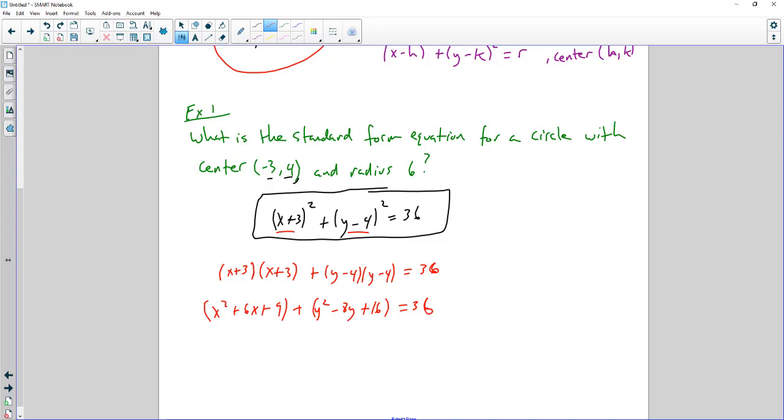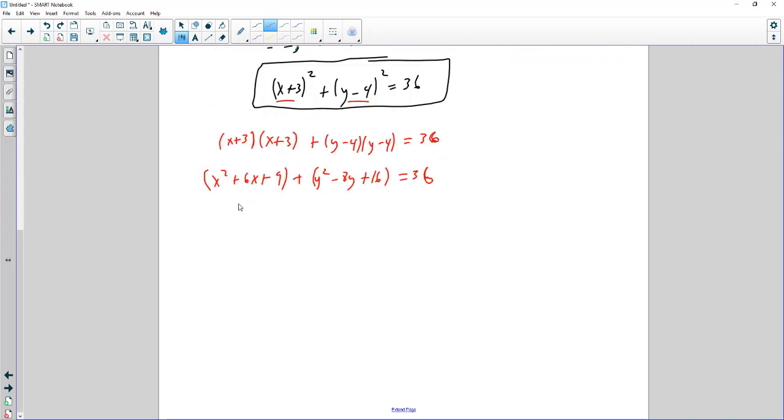We'll extend this page a little bit. Okay. So I'm going to combine the like terms here. I have x squared and y squared, and I'll write those first. I got plus 6x minus 8y. I got 9 and 16, which make 25. And this will still equal 36. So I just need to get this to equal 0, so I'll subtract 36 from both sides. And this is what I'll end up with: x squared plus y squared plus 6x minus 8y minus 11 equals 0.